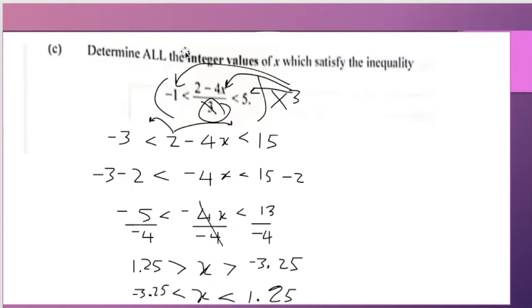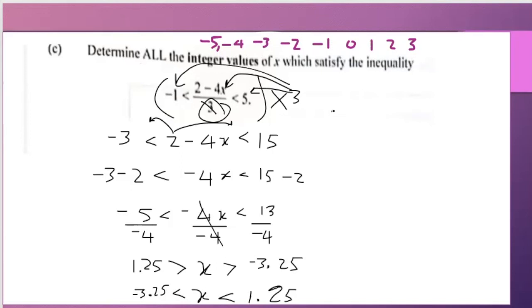But it says all integers. Integers are negative and positive numbers without any decimals. So for integers, I can say negative 5 is an integer, negative 4 is an integer, negative 3, negative 2, negative 1, 0, 1, 2, 3. Integers are positive and negative numbers, but we don't have decimals. So we need to find, from this range, what the integers are.